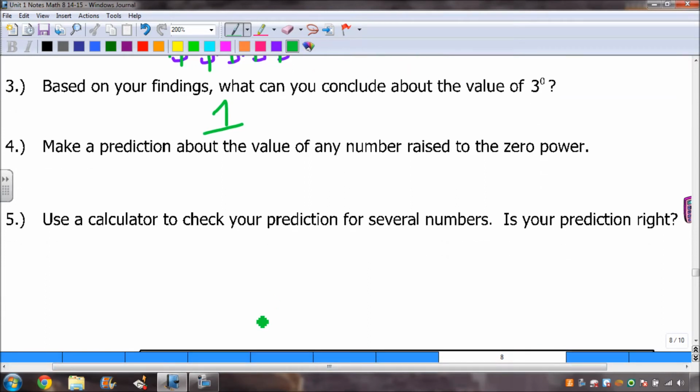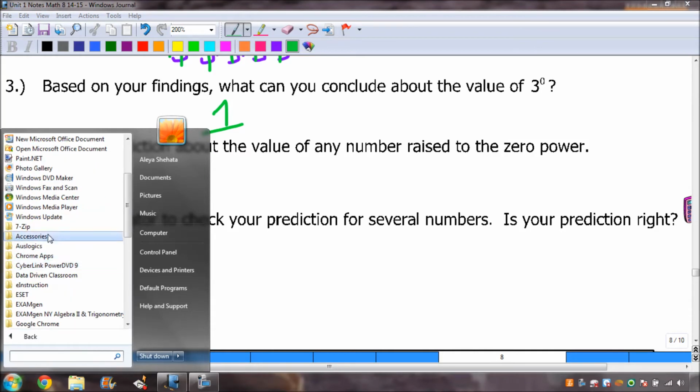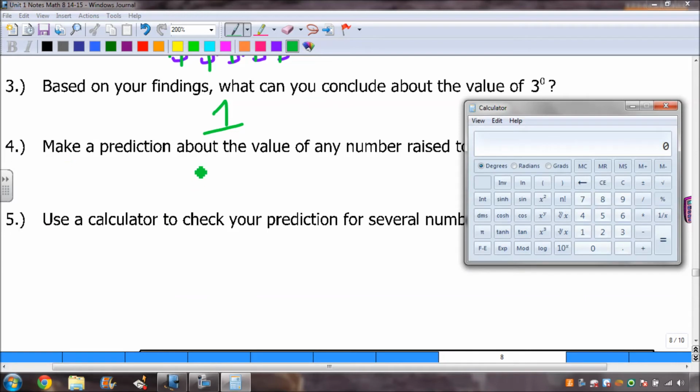Is your prediction right? So what I'm going to do is I'm going to open up my calculator right here, and I'm going to try a bunch of numbers raised to the 0th power, okay? So let's try 6, raise that to the 0th power. This button right here means raise to some power. So 6 to the 0th power, do you see this right here? It says 6 caret 0. That means 6 to the 0th power. You end up getting 1.